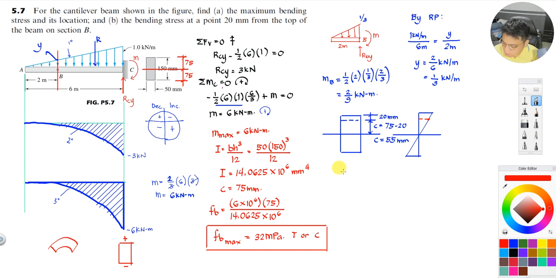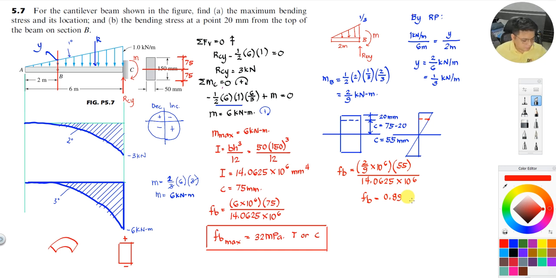So, again, pwede na akong kumuha ng FB. So, again, 2 over 9 kilonewton, kaya lang, times 10 to the 6 natin. Okay, M. And then, ang C ko is 55 all over the I. So, ang I ko is ilan? 14.0625 times 10 to the 6. So, you can have the FB equals 2 over 9 times 10 to the 6 times 55 all over 14.0625 times 10 to the 6.